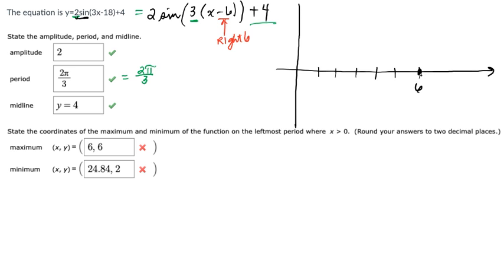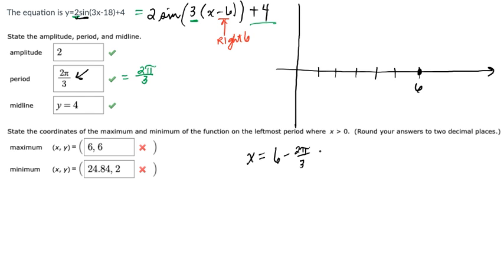Then let's see. We need to figure out where one full cycle happens. Okay, and that's where the period comes in. So we know we get one full cycle between here and 2 pi over 3. Now I'm actually going to draw it kind of to the left because I'm looking for the max and min on the first period, which is going to be somewhere in this vicinity. So I'm going to go 2 pi over 3 to the left. So my next cycle is going to begin at 6 minus 2 pi over 3. So that's where my next cycle will begin.